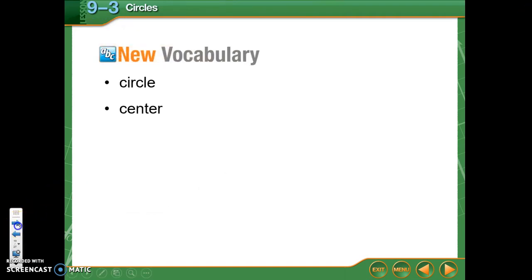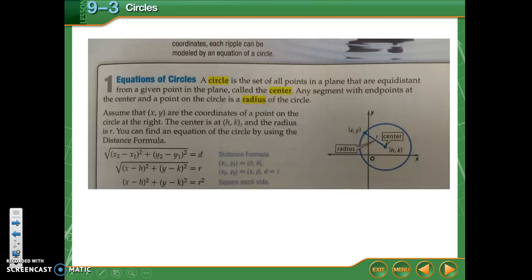So the vocabulary you need to be on the lookout for, or well, it's not really new since it's about circles, but the words circle, center, and radius. Okay, so a circle is the set of all points in a plane that are equidistant, or the same distance, from a given point, which is my center. So all of the points that are the same distance from the center make a circle, and of course the radius is any segment that has its endpoint at the center and on the circle. So that would be a radius.